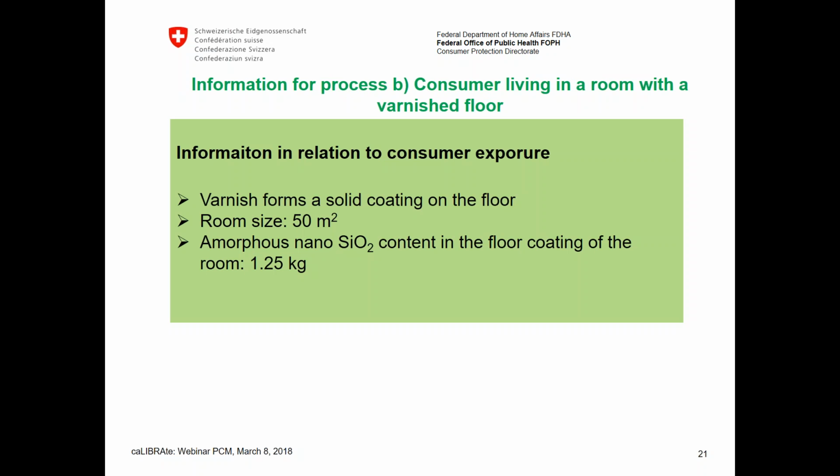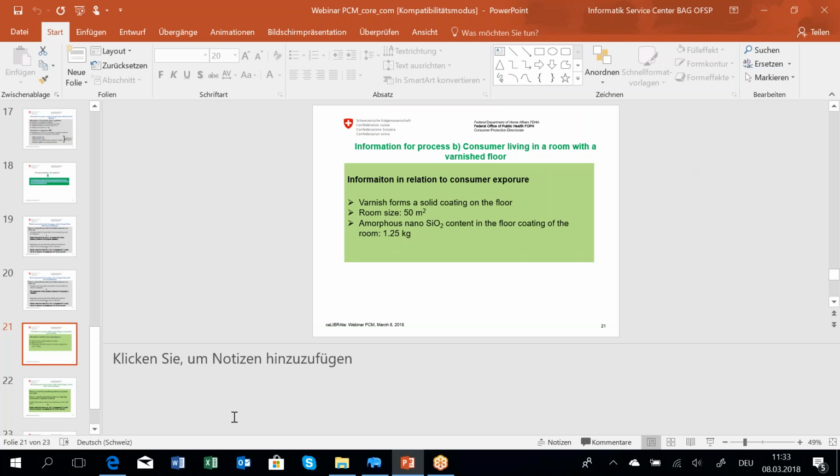So that would have been the part for the workers. Now we have the second case study, where we use the precautionary matrix for the consumers. The information for this process would be that the varnish forms a solid coating on the floor. The room size would be 50 square meters and the amorphous nano silicon dioxide content in the floor coating of the room would be 1.25 kilograms. Therefore, we will have to go back.